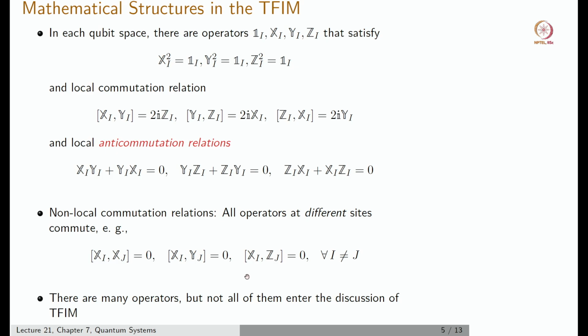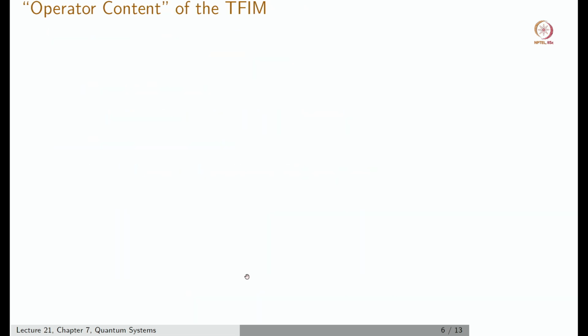If you look at this, the set of operators that you can make out of these kind of things, I can multiply operators, get new operators and so on. If you do this, you can generate a lot of operators. But the important thing to note is that all these operators are not useful for our discussions. So what is the good operator content of the transverse field Ising model? What are the operators that are essential to define the transverse field Ising model? Okay, this is what we are going to discuss.